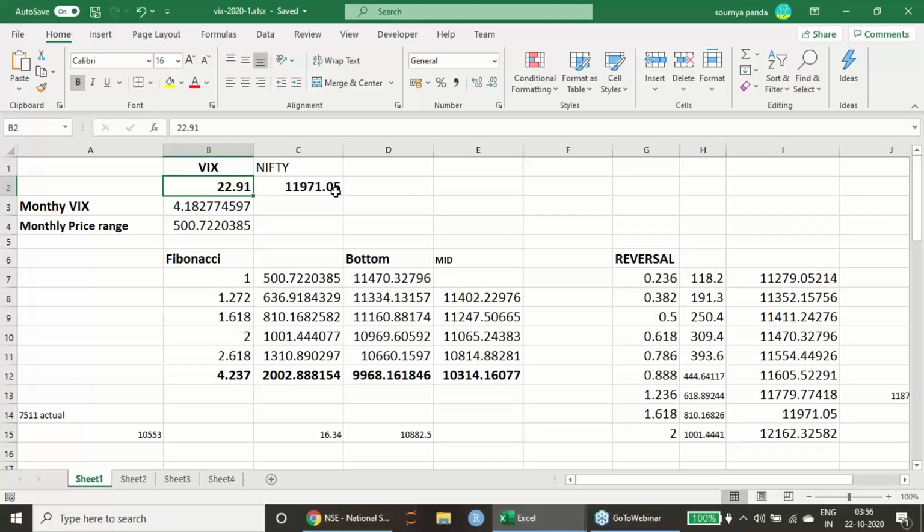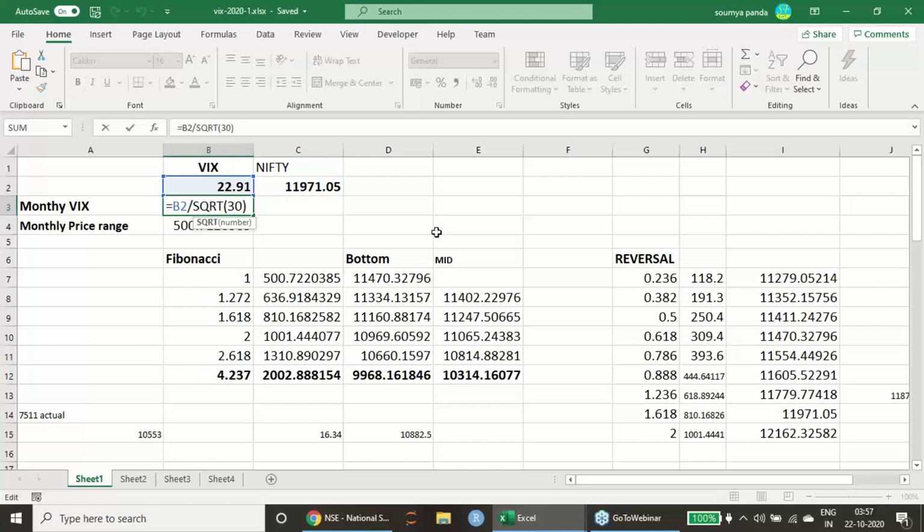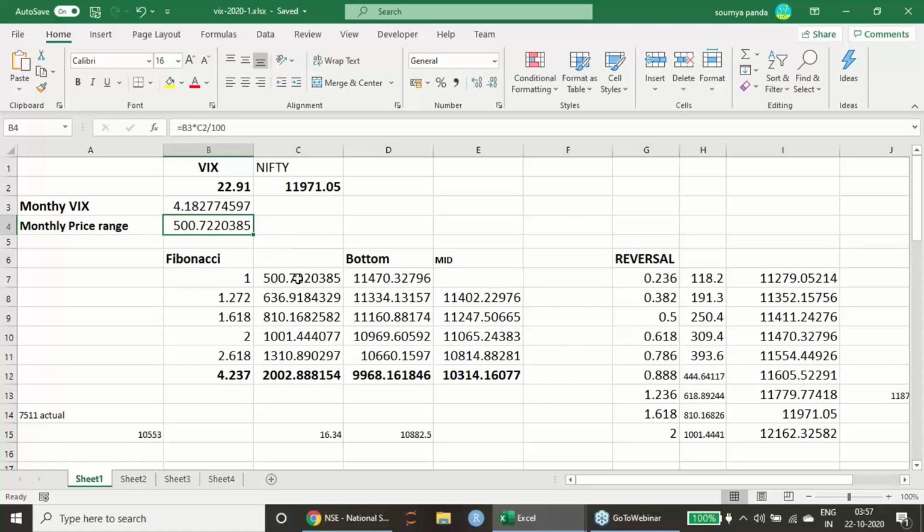Based on this VIX and price, we are going to calculate the monthly VIX, because this is the monthly data. We require the monthly VIX, then we can proceed for the other calculation. For that, we divide this value by the square root of 30. This will give us the monthly VIX. Then the monthly price range: we multiply the monthly VIX to get the monthly price range. This price range needs to be multiplied with all Fibonacci ratios 1.272, 1.618 and all. So you will get all the price ranges.